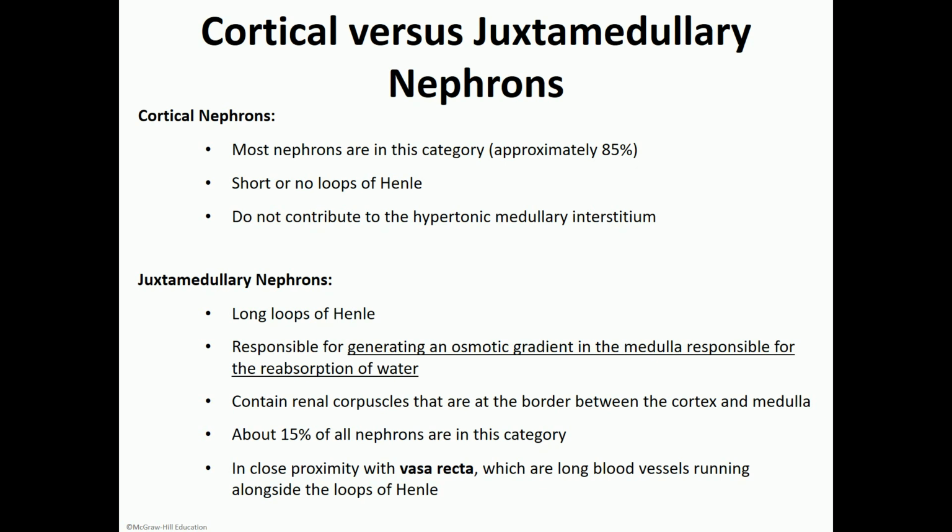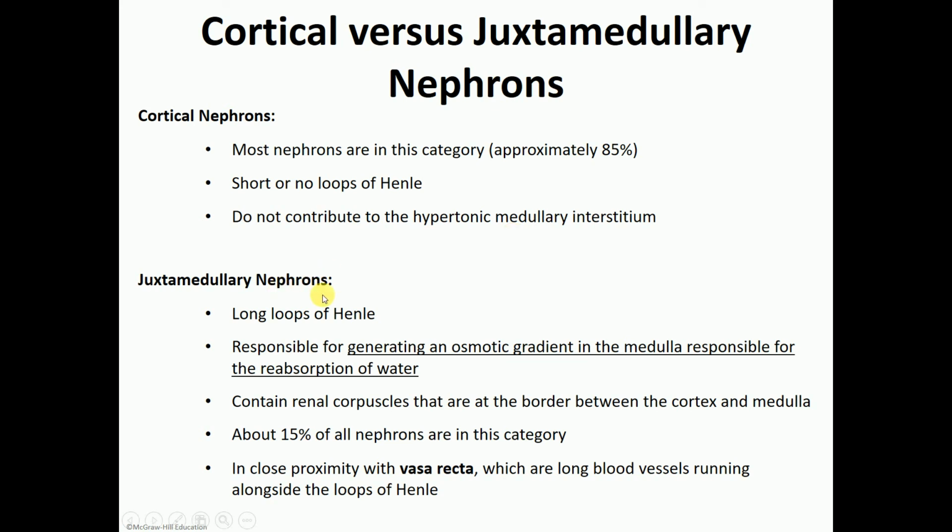The two different kinds of nephrons, we talked about the cortical nephrons. Those are found in the renal cortex. Those make about 85% of our total nephrons. They have a very short, or sometimes they even do not have the loops of Henle, which is another name for the nephron loop, and they do not contribute to what is known as the hypertonic medullary interstitium, and we'll go over that in more detail when we get to that point.